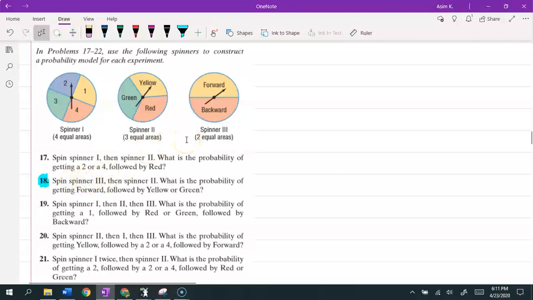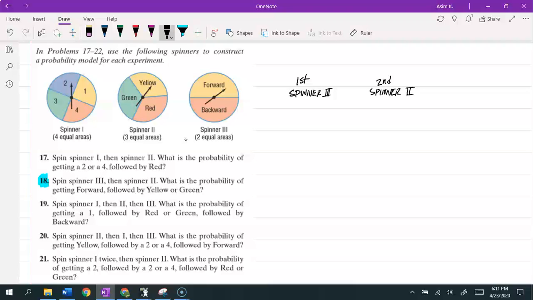Now, here's spinner 3. Here's the first thing that we're doing, we're spinning spinner 3. They could have made this easier, I don't know why they couldn't. So you spin spinner 3. That's the first thing that you do. Then you spin spinner 2. So it's like first child, second child, even though it's not having children here, but it's just how it looks right now.